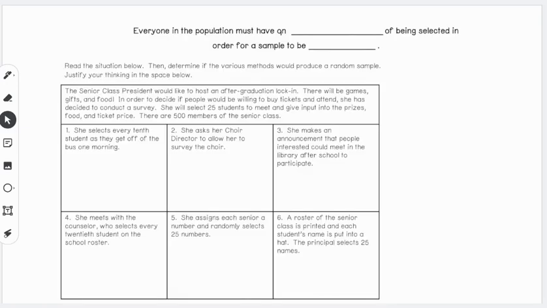Now, when we are conducting a survey, we want our population to be a random sample. So the group that we are picking out has to be random, which means everybody in the population must have an equal chance of being selected.